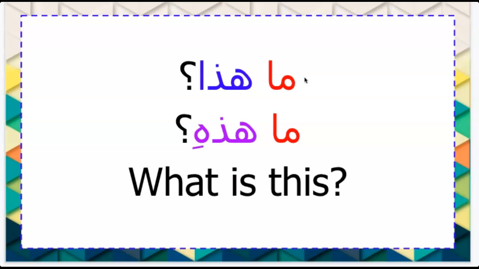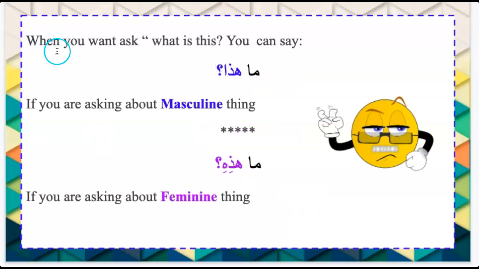Today's lesson will be focused on how do we ask what is this in Arabic. So you say ما هذا or ما هذه, which both mean what is this. When you want to ask what is this, you use ما هذا if you're asking about masculine things, like if you're asking about a chair, for example. What is this? So you say ما هذا, and then the answer will be kursi, a chair.